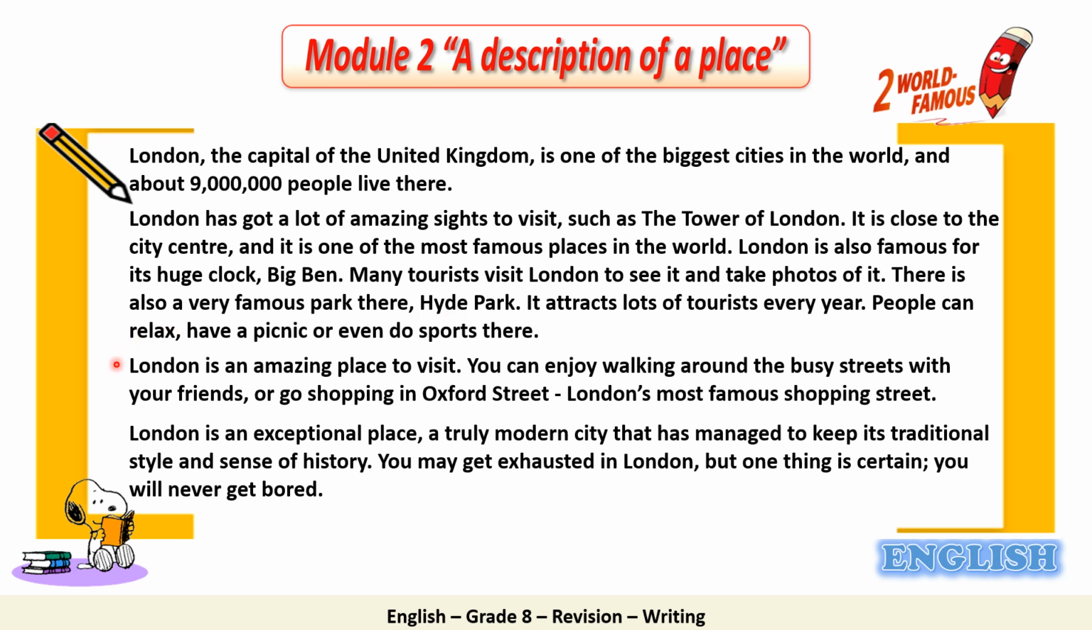In the third paragraph, the writer mentions some of the things that the visitors can do there. You can enjoy walking around the busy streets or go shopping in Oxford Street. In the closing paragraph, the writer gives his own opinion. London is an exceptional place, a truly modern city that has managed to keep its traditional style and sense of history.